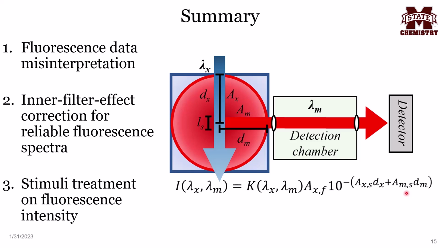I will now show you all how to calculate the inner filter effect corrected fluorescence intensity for a basic sample, rhodamine 6G. If you have any questions or would like to contact us, please check the description down below.